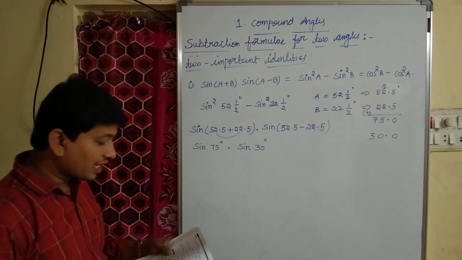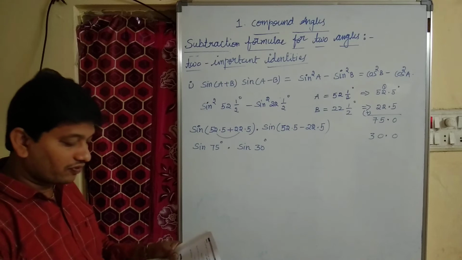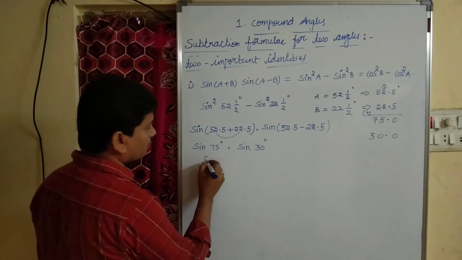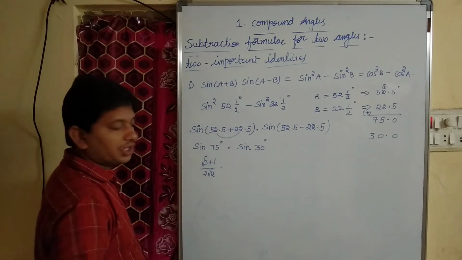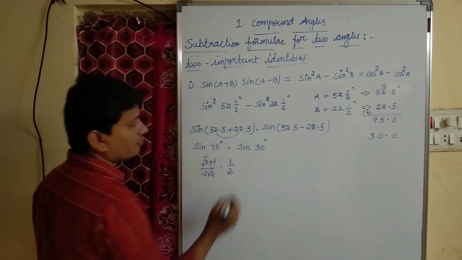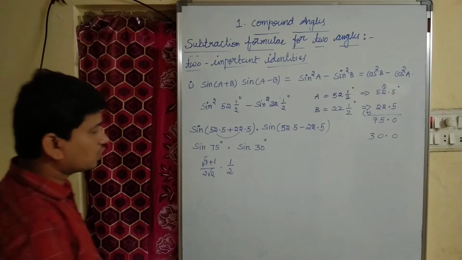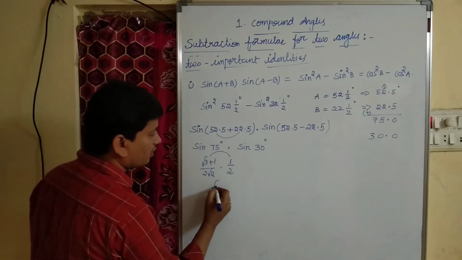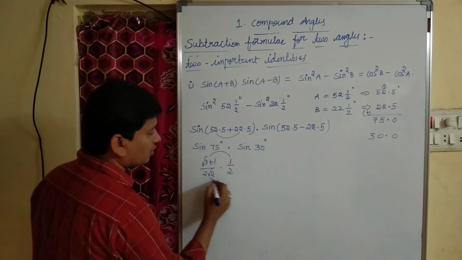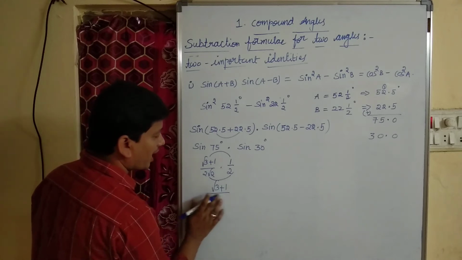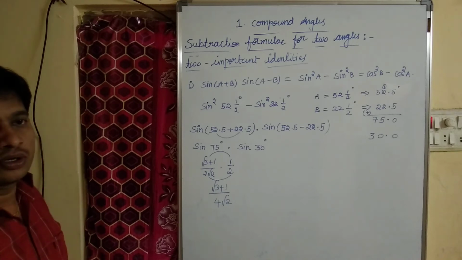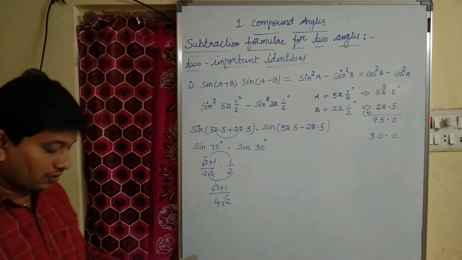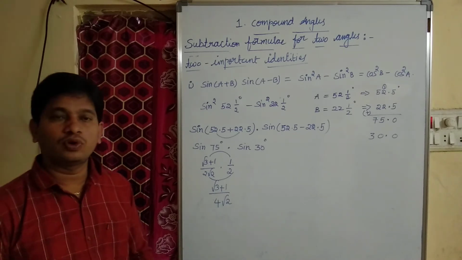Okay, what is the value of sin 75? As sin 75 is (root 3 plus 1) by 2 root 2, into sin 30 value which is 1 by 2. So (root 3 plus 1) into 1, by 2 root 2 into 2, as 2 into 2 is 4 root 2. So (root 3 plus 1) by 4 root 2.